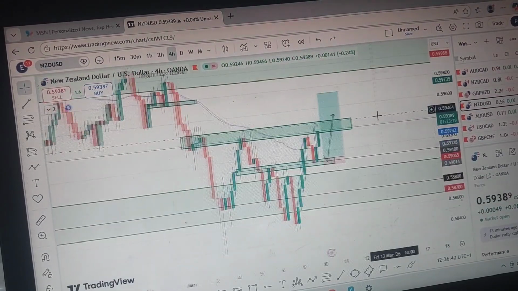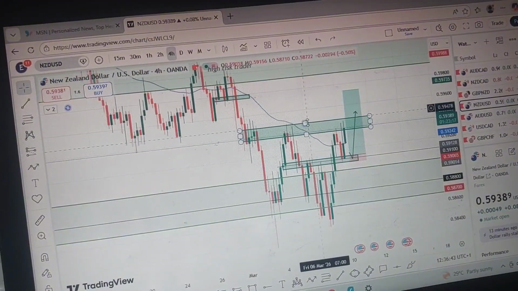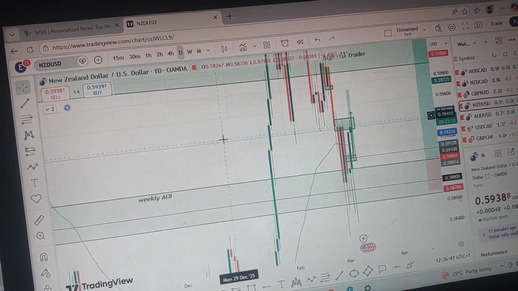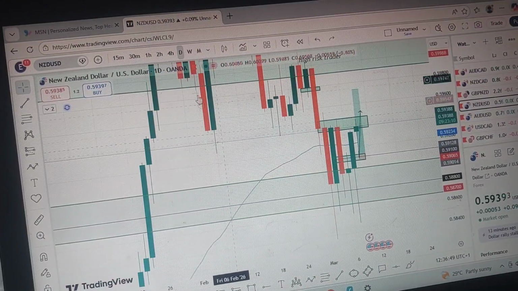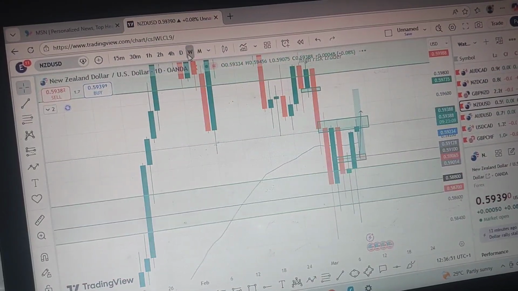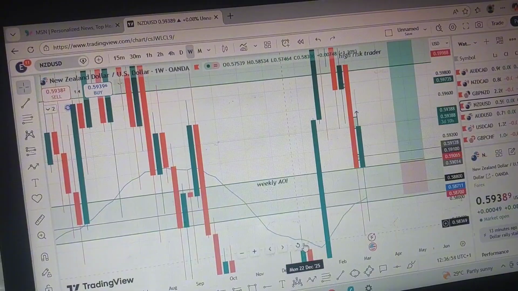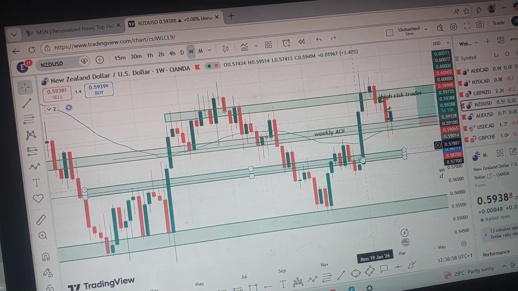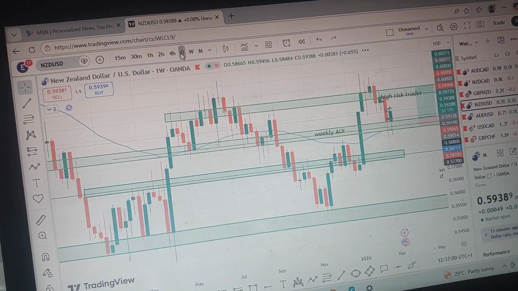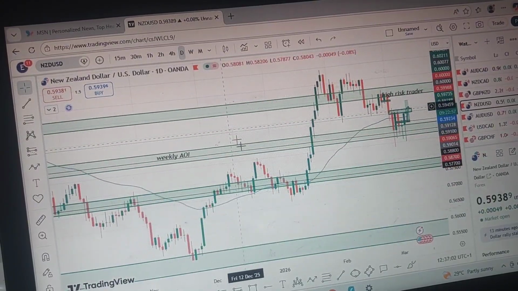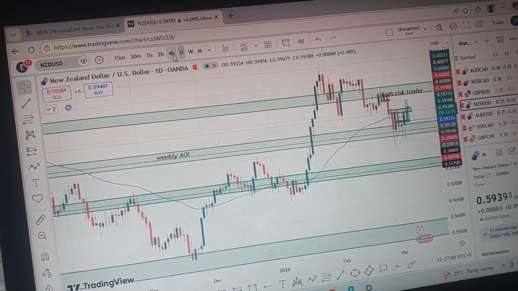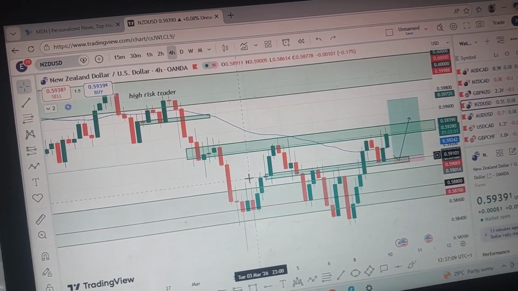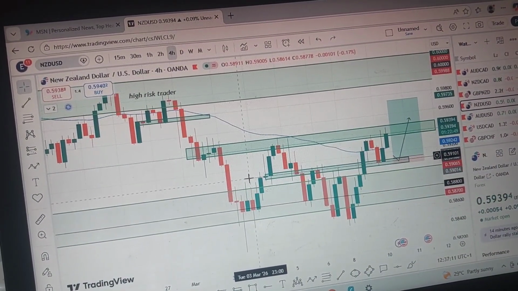Next, NZD USD. This trade played out. It simply played out. So NZD USD, this week I was looking to go long: weekly bullish, daily bullish, 4 hours bullish. This is a nice trade.